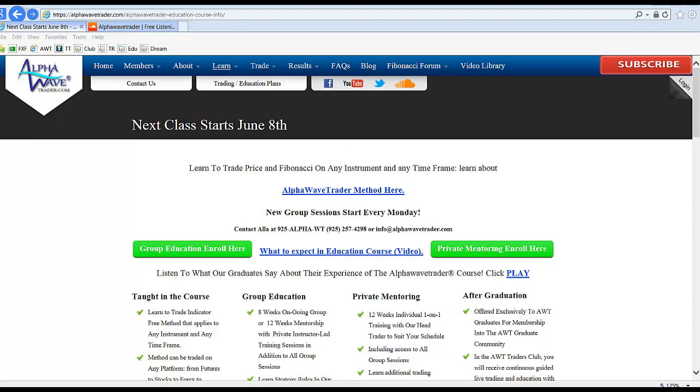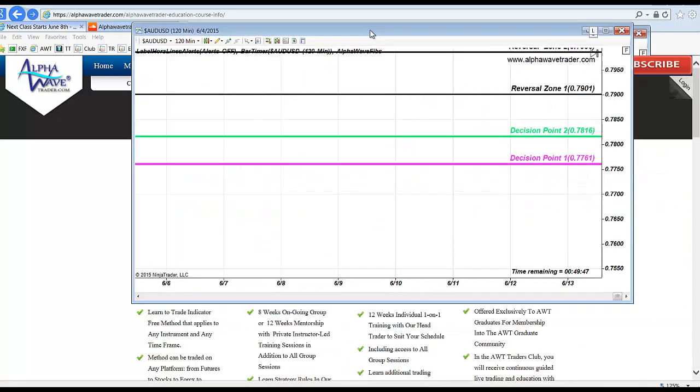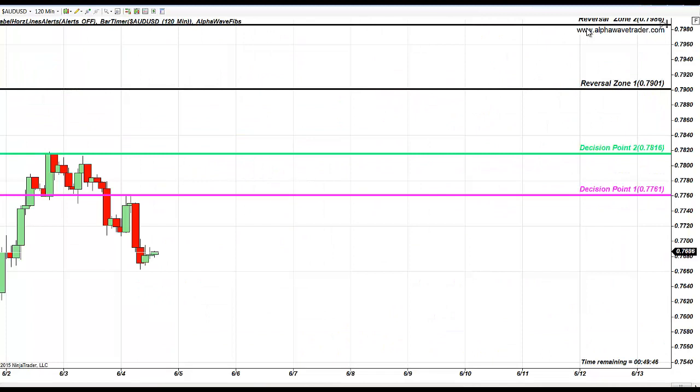2-hour chart. I will show you where you had a beautiful opportunity to short from. If you know the rules, price had never made it to the reversal zone. Price made it only to decision point 2, which happened to the tick on the last trade we've taken in the room.